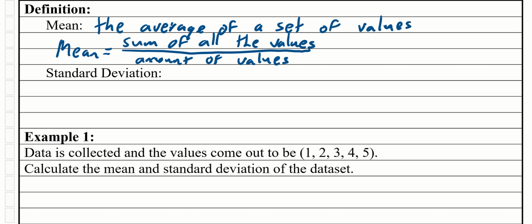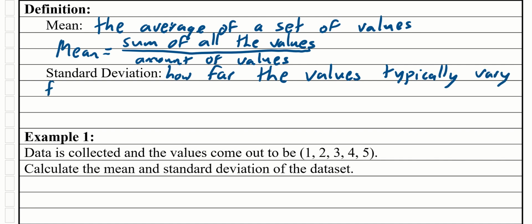Other than wanting to know where the center of a data set is, it's also important for statisticians to know how spread out the data is. And so that's what we were talking about with that idea with standard deviation. So standard deviation is how far the values typically vary from the mean. How far the values typically vary from the mean.